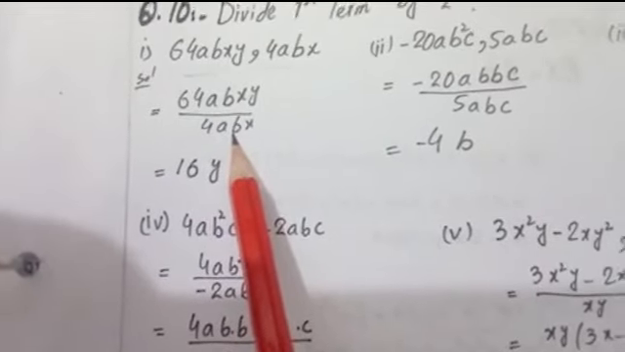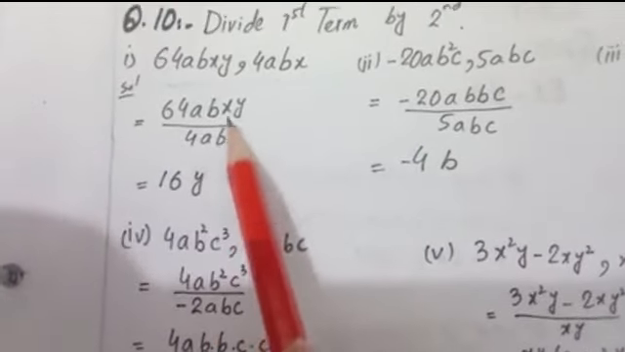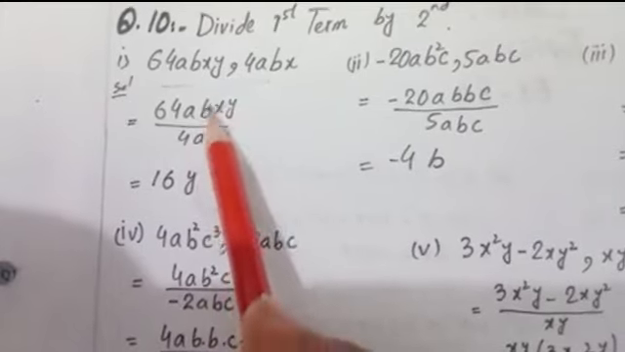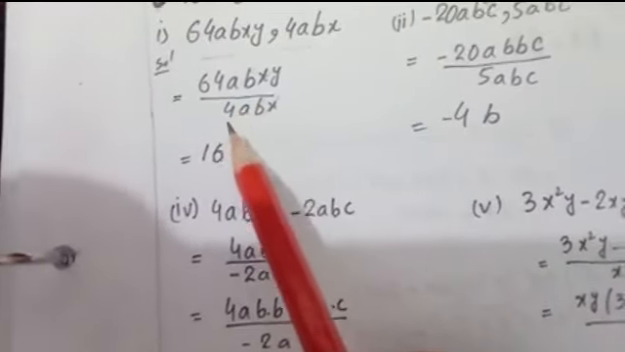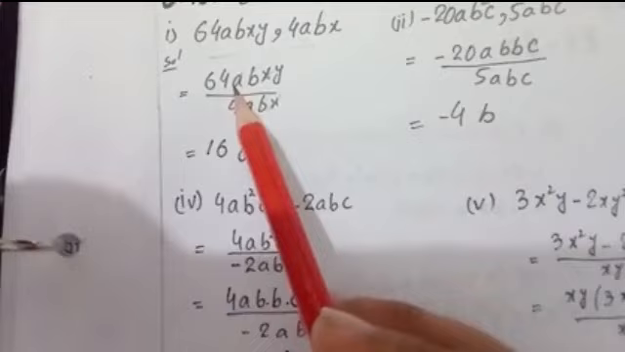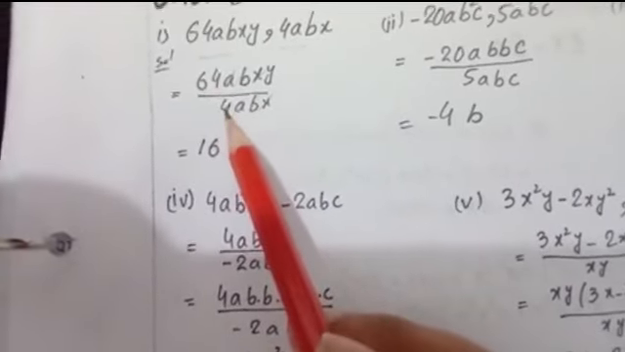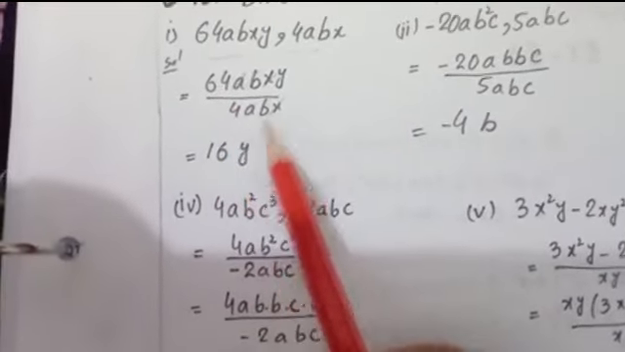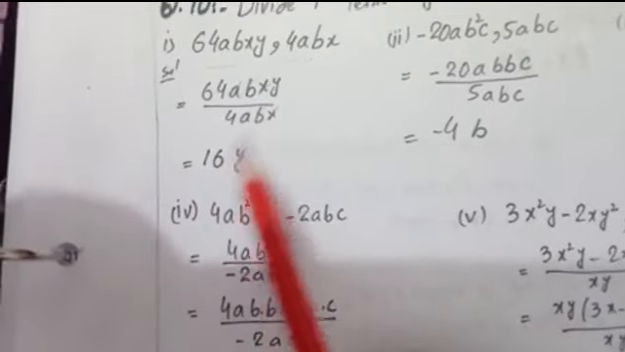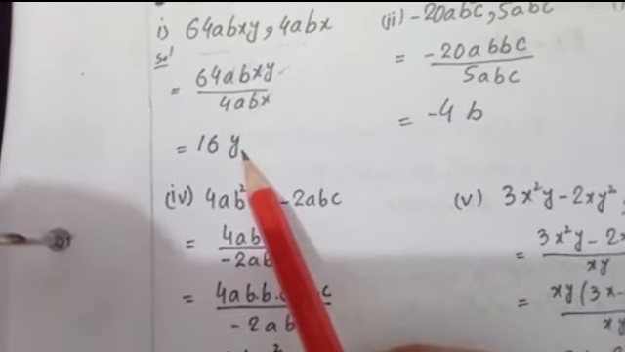Now we have to cancel the similar terms. This x will be cancelled by this x, b will be cancelled by this b, and a will also be cancelled by this a, and 64 divided by 4 is 16, and we are left now with 16 and just this y. So this is the answer.